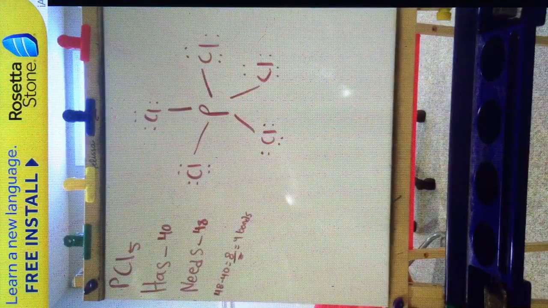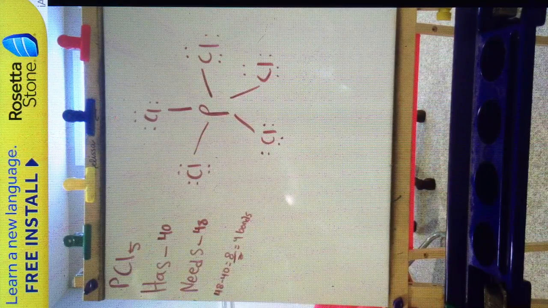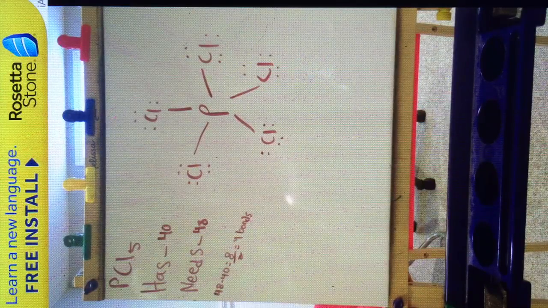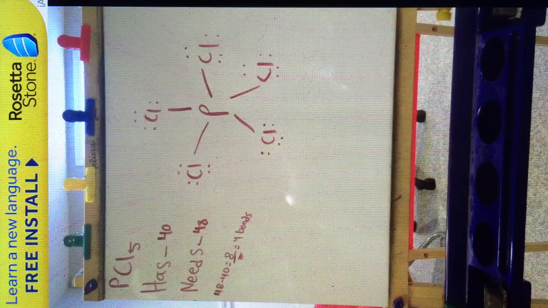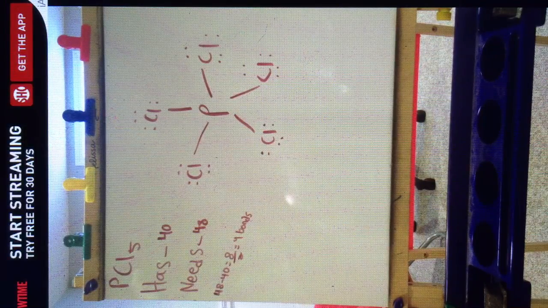Another example of a molecule with an expanded octet is phosphorus pentachloride. And on the left, I simplified the has-need table because that's always possible once you get a lot of practice. And we calculated that it has 40, it needs 48. So 48 minus 40 is equal to 8. And that divided by 2 is 4 bonds, which we know cannot be possible because 5 chlorine atoms cannot bond with 1 phosphorus atom using only 4 bonds.